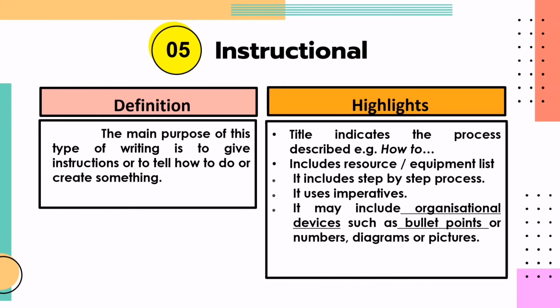Includes resource equipment list or ingredients kapag recipe. It includes step-by-step process. So, meron kang makikita na number 1, or step 1, step 2, step 3. And then, it uses imperatives. So, in-instruct niya kung ano gagawin. Imperatives, halimbawa, the first one is prepare the ingredients. Magluluto. And then, number 2, turn on the stove. So, ganon, imperatives. And then, it may include organizational devices such as bullet points or numbers, diagrams, or pictures. So, pwede rin siyang samahan ng mga pictures or diagrams para mas madaling maintindihan. Ang mga examples nito ay sa manual, sa mga cookbook.